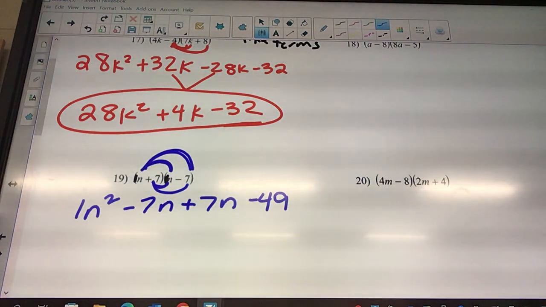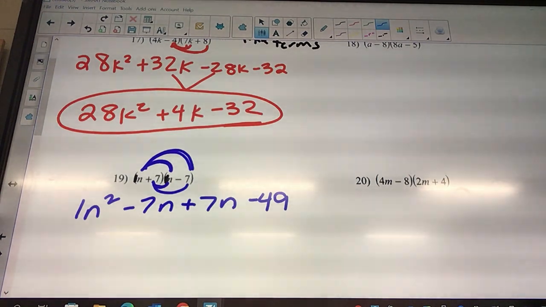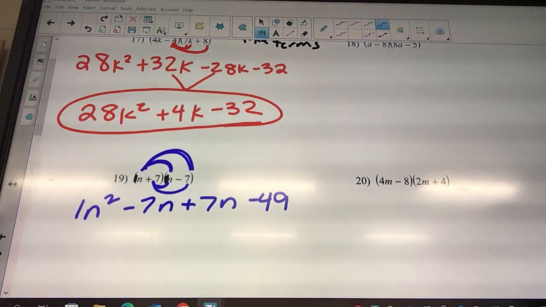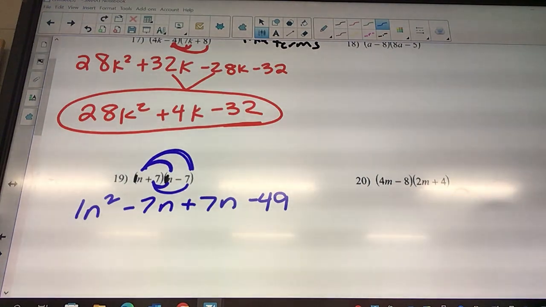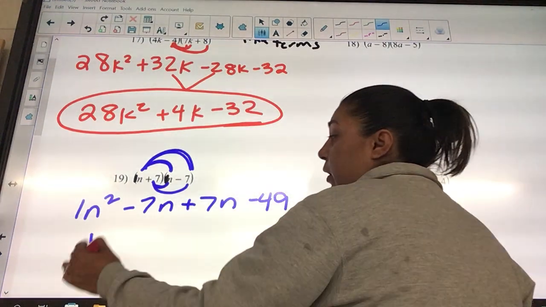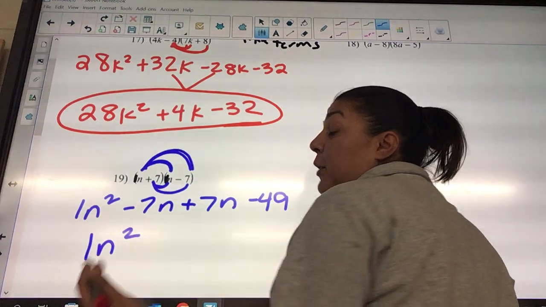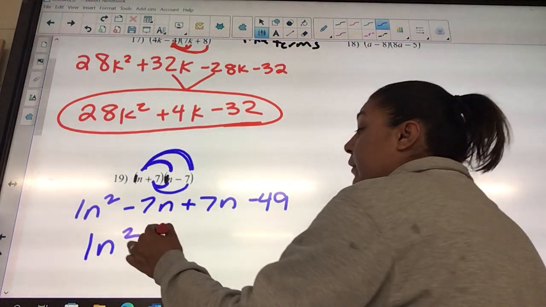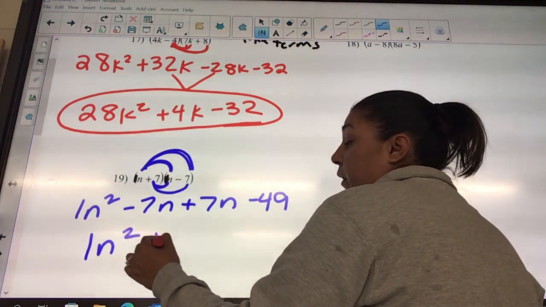Okay, and then the same thing. We can combine what? Negative 7 and 7. So what is a negative 7 plus 7? 0. Okay, so it really is going to look like this. N2 and you can say plus or minus 0. It does not matter. Okay, so either one of those works.